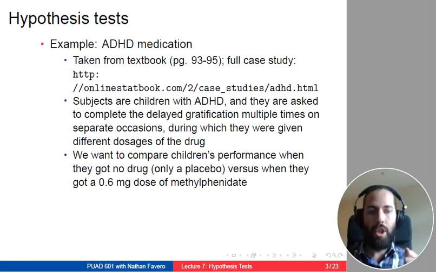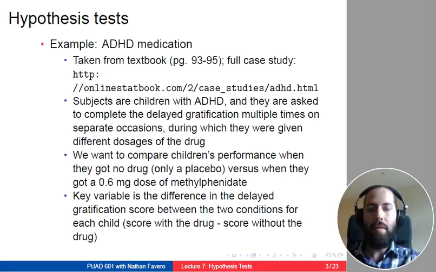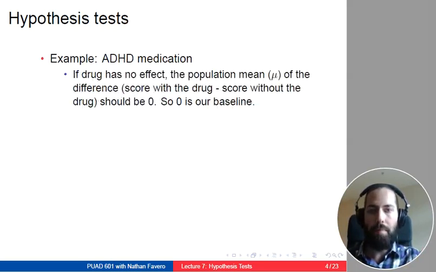The same child is performing this task multiple times, either with the medication or without the medication. So the key variable that we're going to be examining is a measure of the difference between the scores they get on this test those two different times. Specifically, we're going to take the score they got with the drug and subtract from that the score they got without the drug. That is going to be our main variable: the difference in how they scored under these two conditions, when they had the drug versus when they didn't.